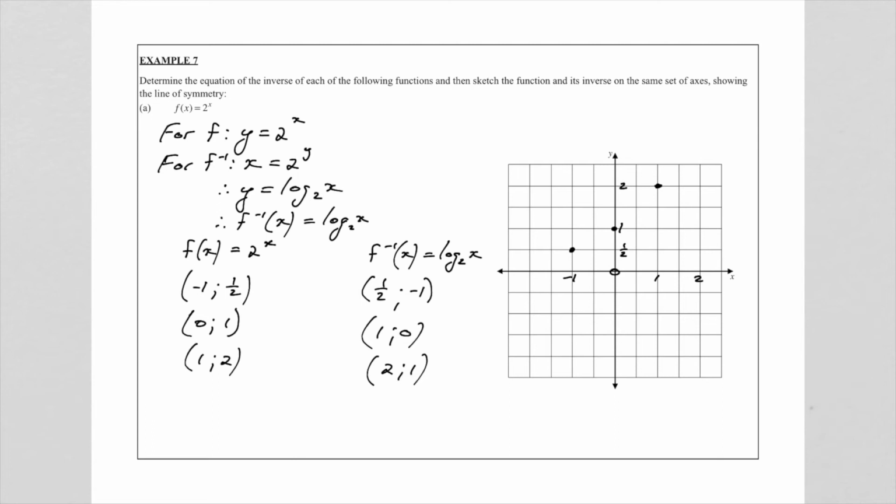So you can see that this exponential graph will go right here. You can see it's an increasing function. And we did many of those in grade 11. So let's just quickly draw that graph. So you can see our exponential function. I sketched that using those 3 points, -1, 1/2, 0, 1, and 1, 2. And this is the graph of f.